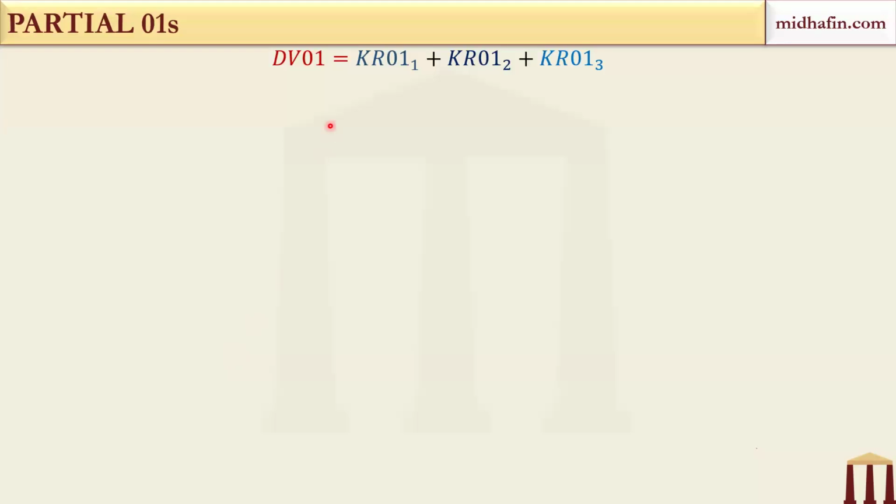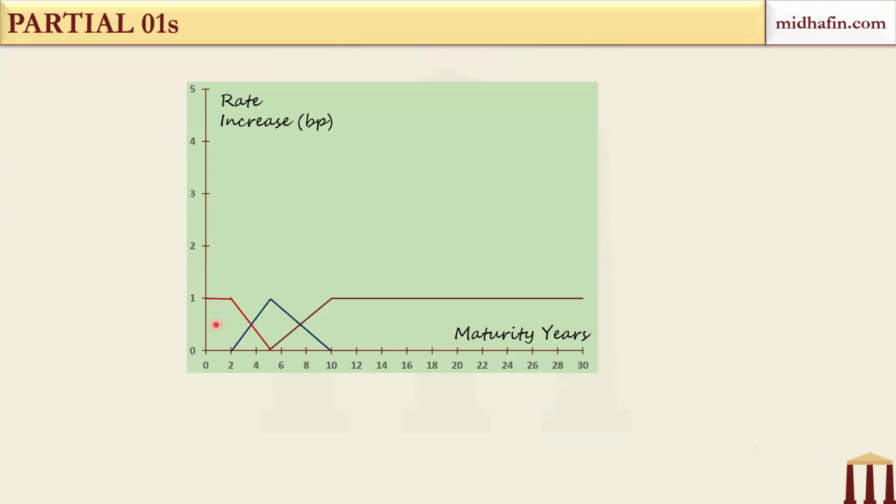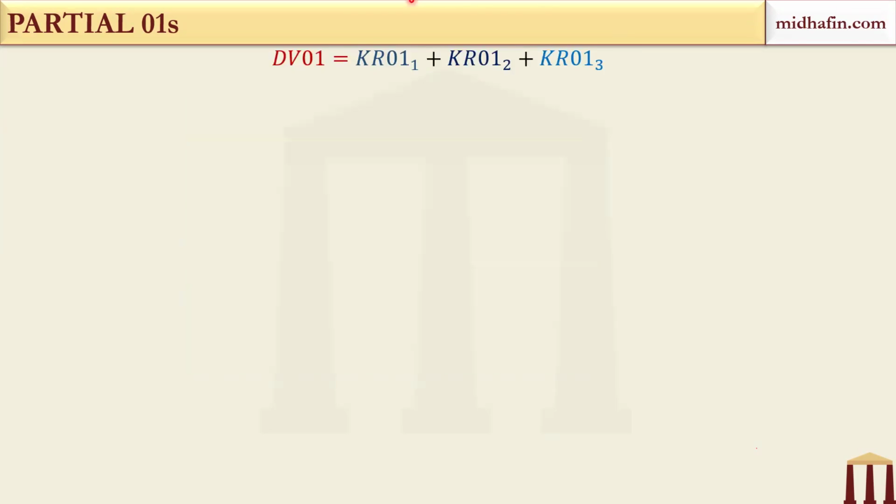Now let me tell you one thing. DV01 is simply the sum of all the key rate 01s. First key rate 01, second key rate 01, third key rate 01. And it's understandable, because if you see the impact of all the key rates in one graph, it turns out that all the rates are changing by 1 basis point. And we have studied in the last chapter that when all the rates change by 1 basis point, it's nothing but DV01. We are measuring the DV01. So that's why it is written that DV01 is simply the sum of all the key rate exposures.